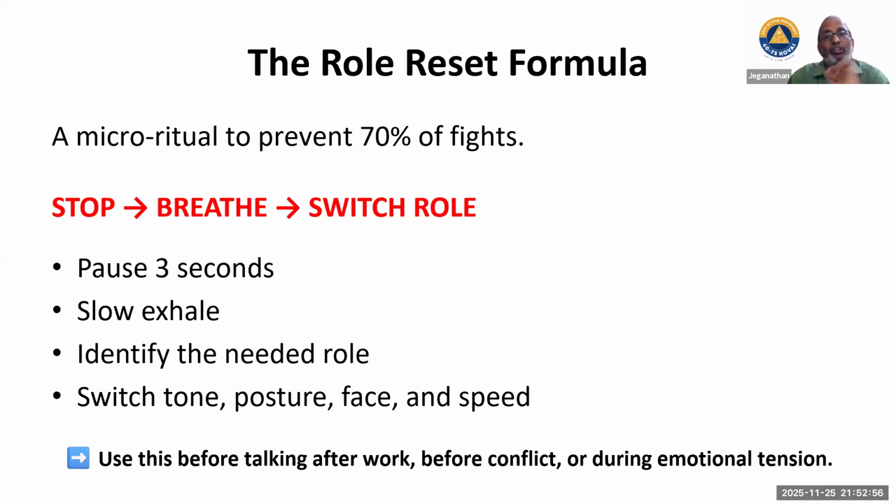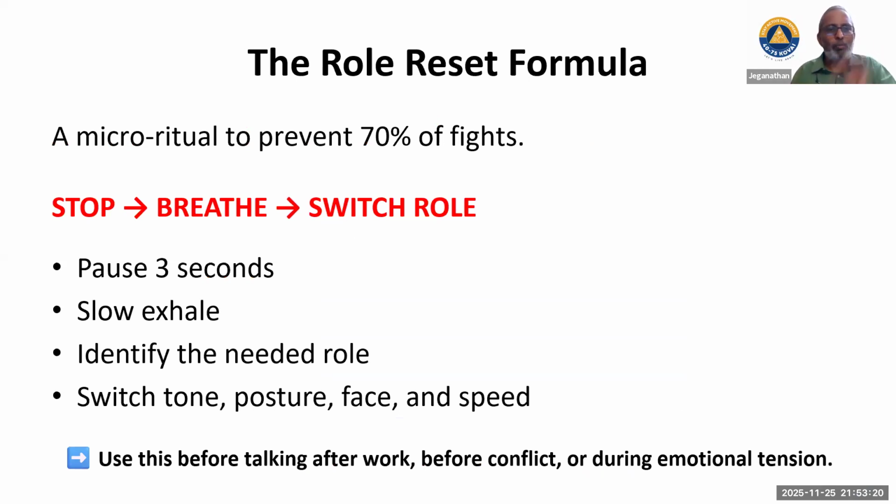So the role reset formula is a micro ritual to prevent 70% of fights in your family. Probably if you're perfect in applying the role reset formula correctly, then the 70% might increase also. But don't worry about the percentage. Start small. Even if you get 10% of your fights sorted out in your family, that is more than good.